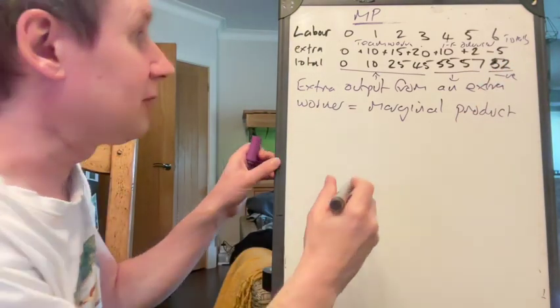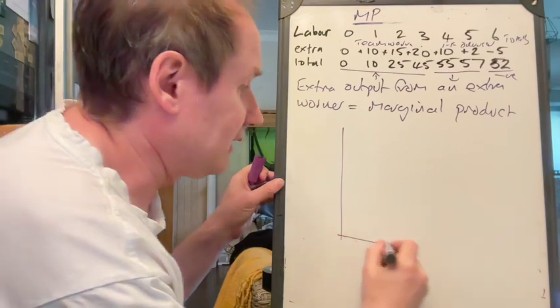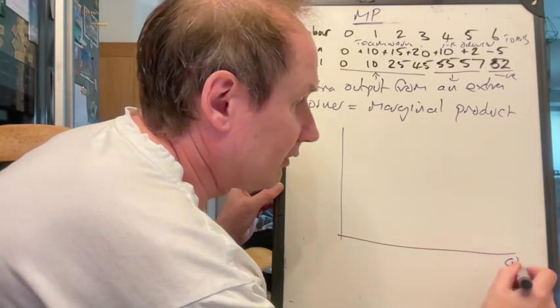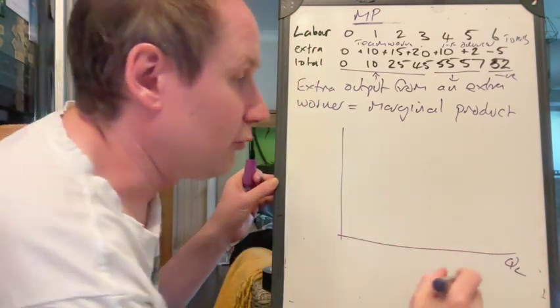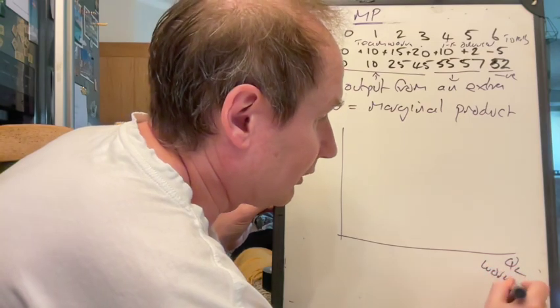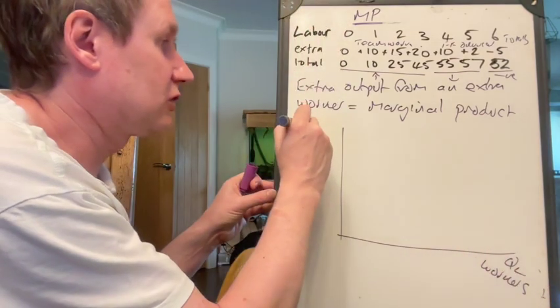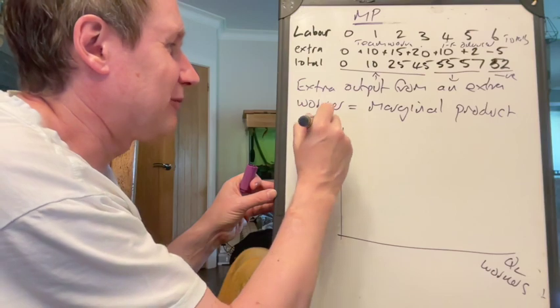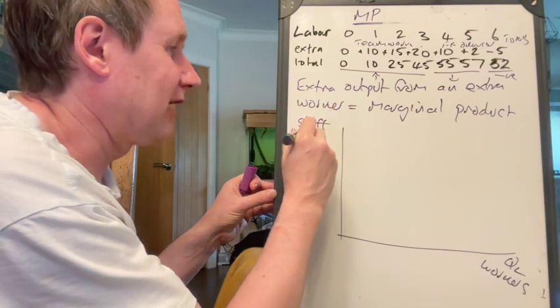So let's look at how this is going to work. Here we're going to put quantity of labour, but all I mean by that is workers, of course. There's nothing complicated going on here. And this is stuff, how much they're producing, which we can call output.